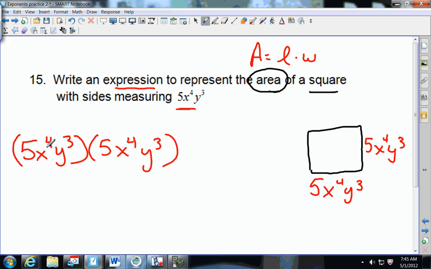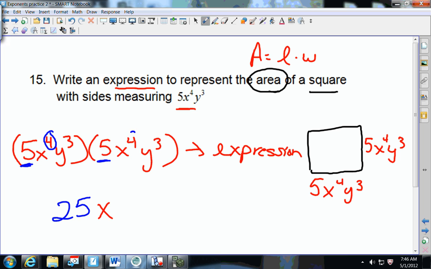So here's the expression. Now solve it. We're going to simplify it. What do you do now? Multiply the coefficients. 5 times 5 is 25. And what do you need to do when you're multiplying? What do you do with the exponents? You add them. So right here I have 4 plus 4, which is x to the 8th, y to the 3 times 3 is 6.